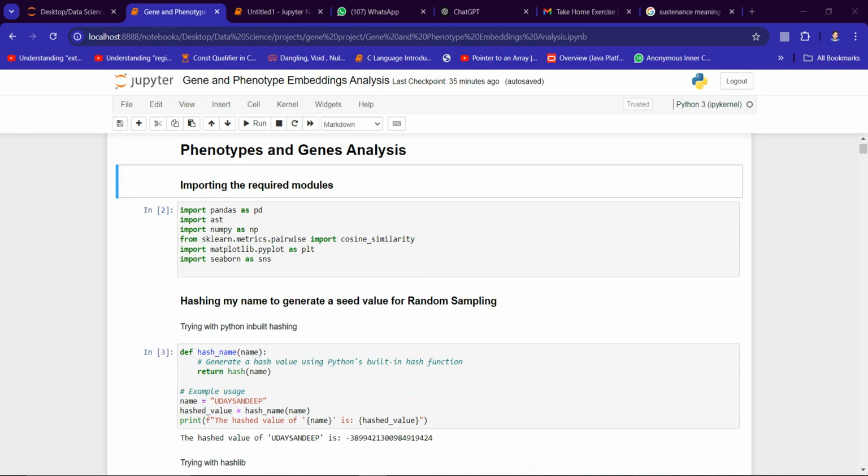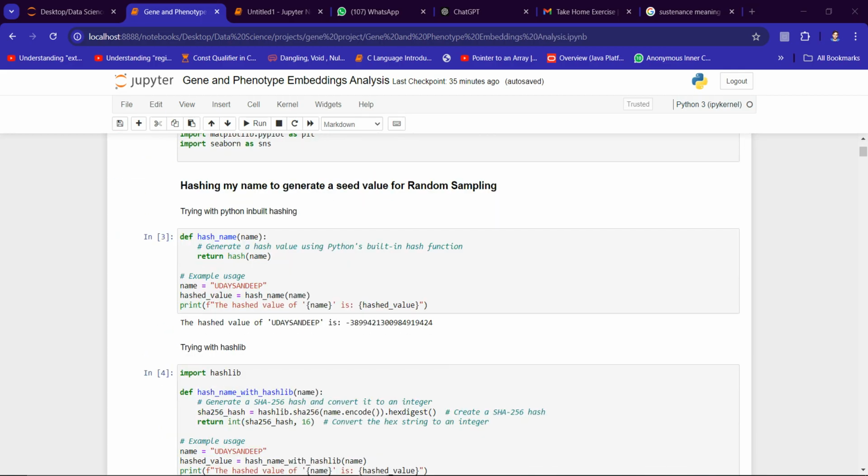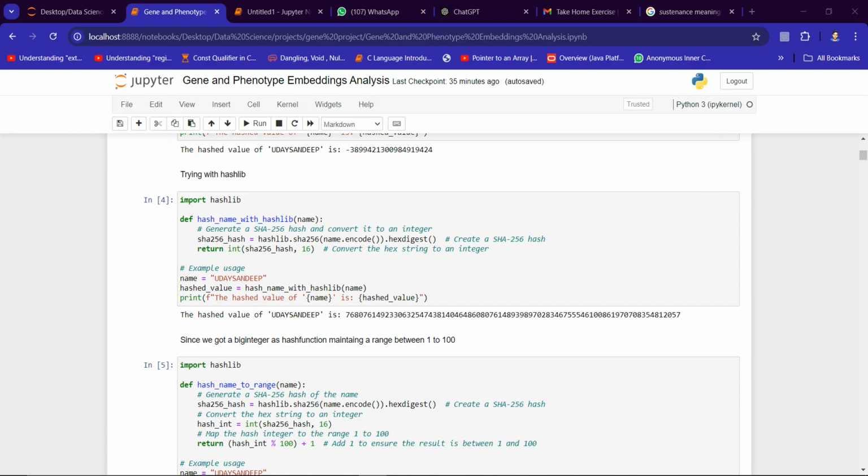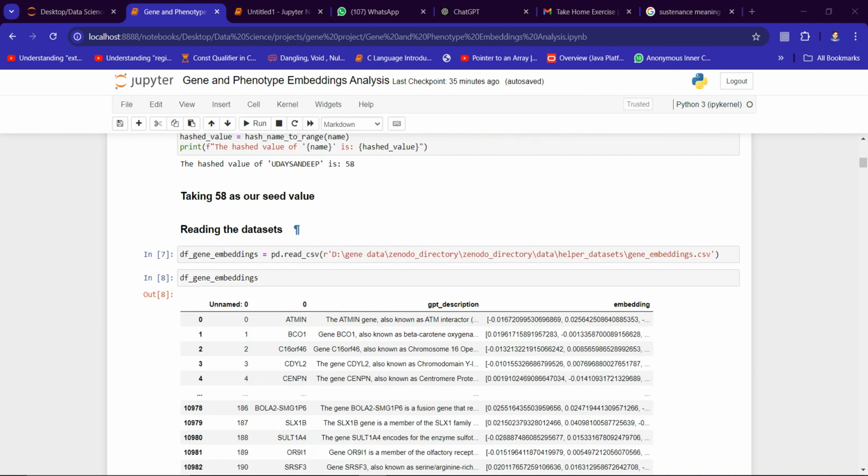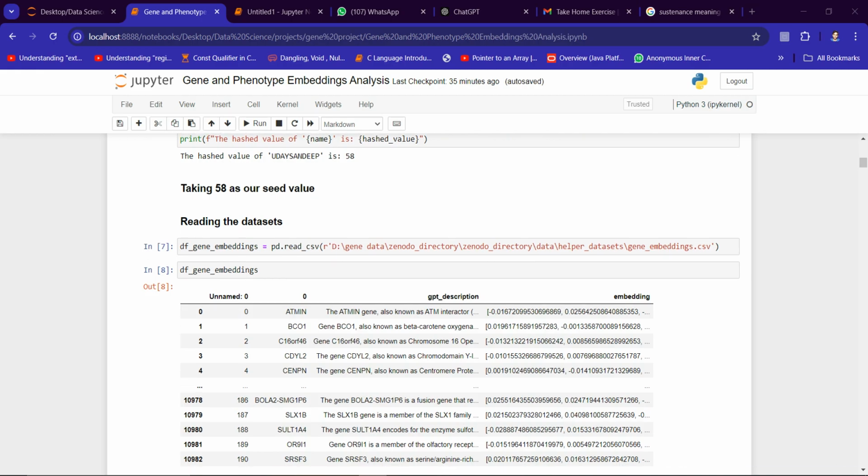Firstly, I imported all the required modules. Secondly, I performed hashing with my name and it gave a large negative integer. So I went with the hashlib library and it gave me a big integer. I planned to bring it between 1 and 100. I performed this code and got 58, so I take 58 as the seed value for my random sampling.